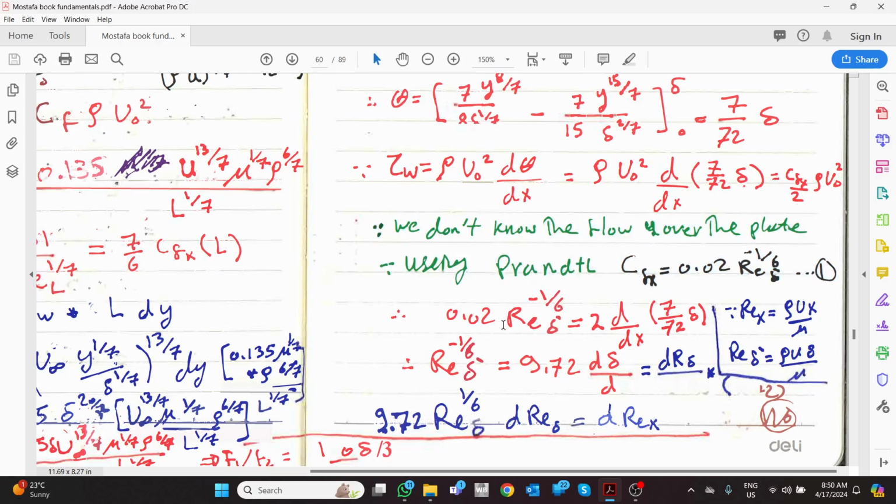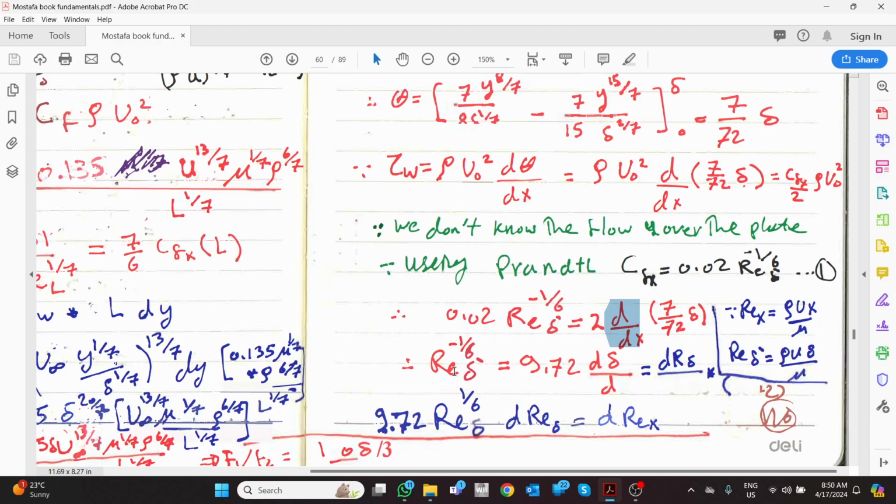Based on this we can write cfx in this term, and based on this we can write that this term, which is the cfx, is equal to 7/72 delta dx. Okay, simple. Why? What happened? By the way, u naught square by u naught square and rho by rho, so it is just remaining 2 here, which is gone there. So this is called like this.